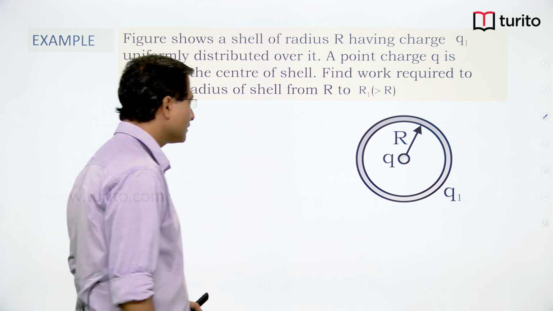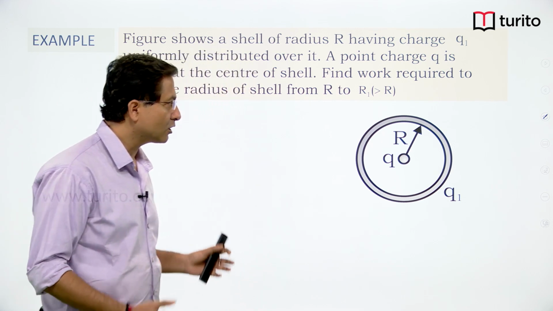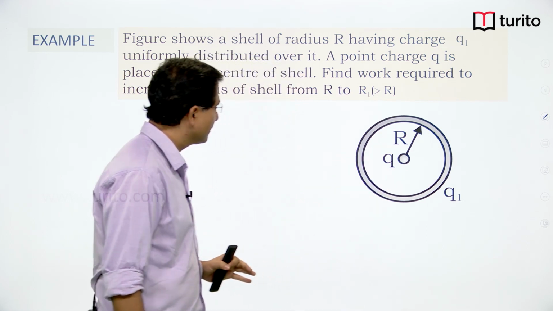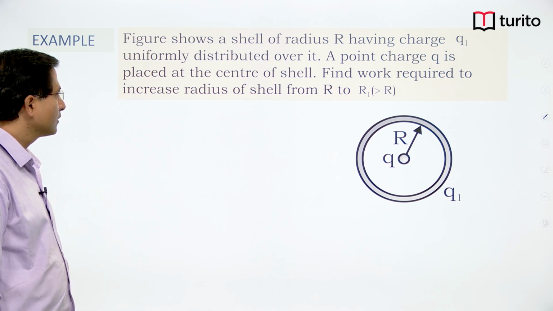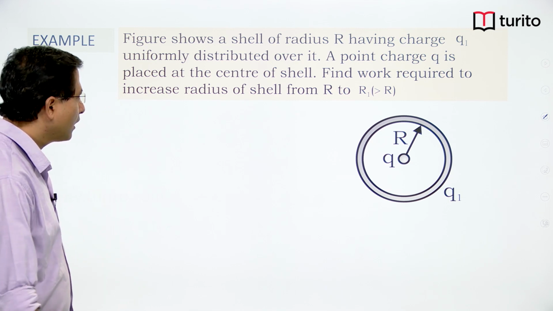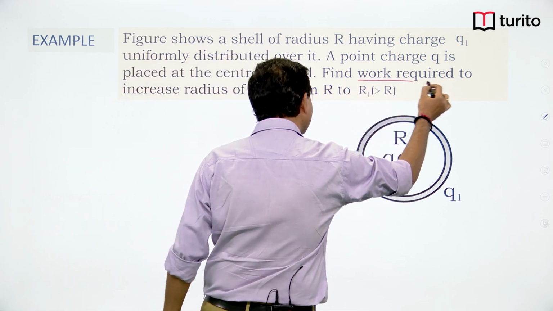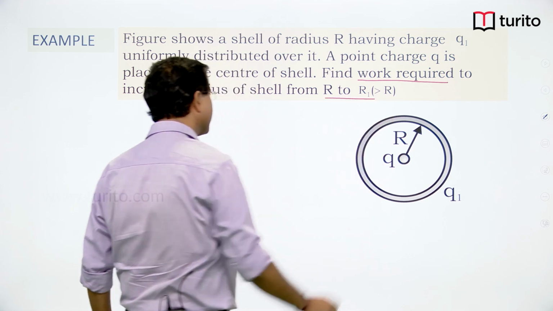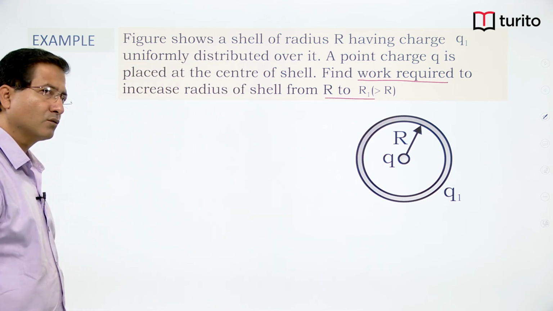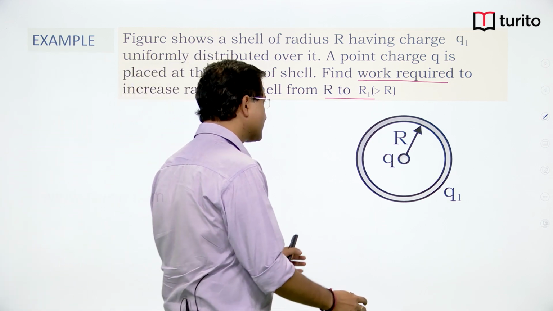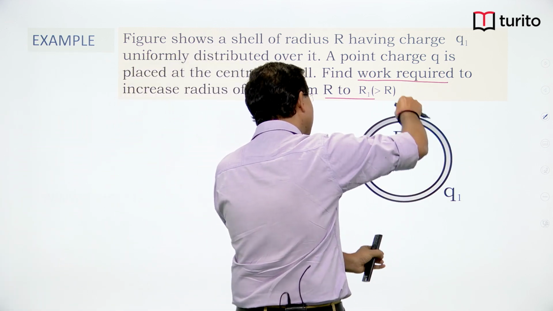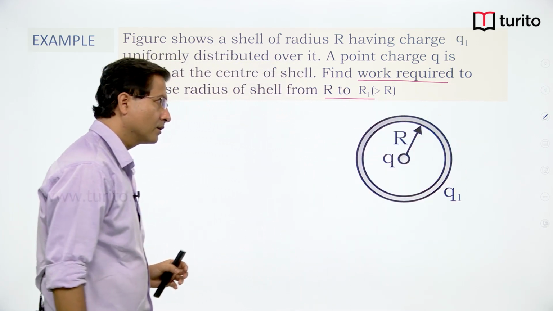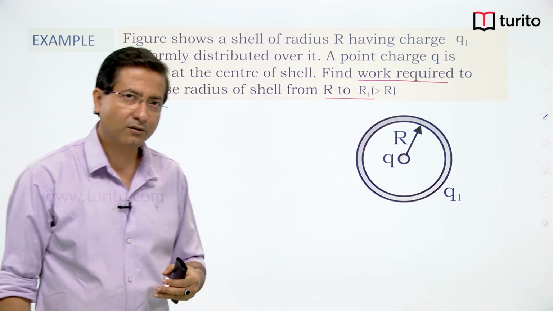Same as the previous one, now instead of asking what is the energy associated with this one, here I am asking, look at the question, how much work is required to increase the radius of this to r1, right. So, what I want to do for this system is to increase the radius of the outer one to r1. How much work is required?